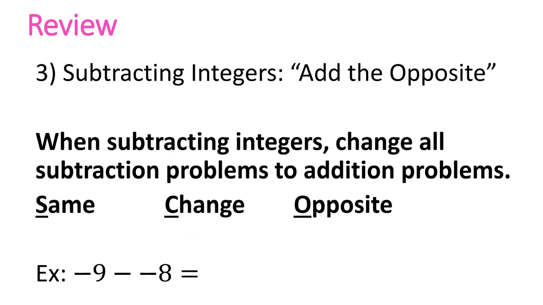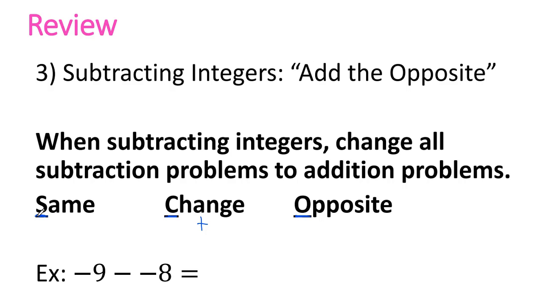The rule for subtraction of integers is what we call add the opposite. So what this means is we take all subtractions and change them into additions, but in order to do this, it means we have to change our next integer into its opposite. So we're going to change all subtraction problems to addition problems. We're going to keep our first integer the same. We'll change to adding, and our second integer will change to its opposite, meaning if it's a positive integer, it'll become negative, or if it's negative, it'll become positive.